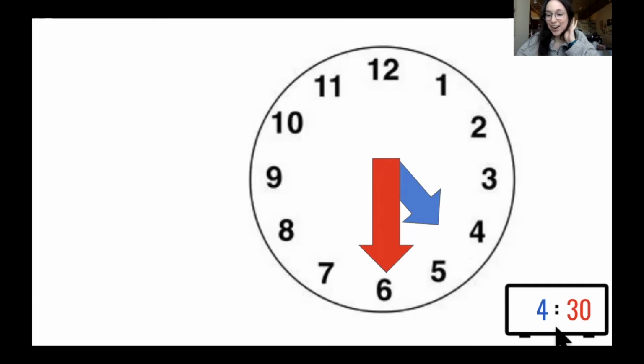Yes, 4:30 or half past 4, because remember, I'm going to draw that one more time. This hour hand is halfway between the 4 and the 5. It is halfway past 4.